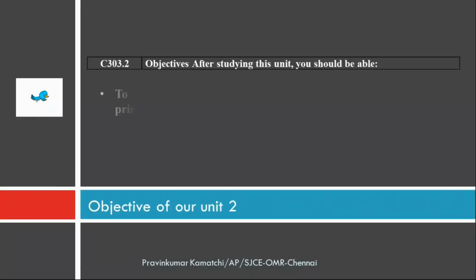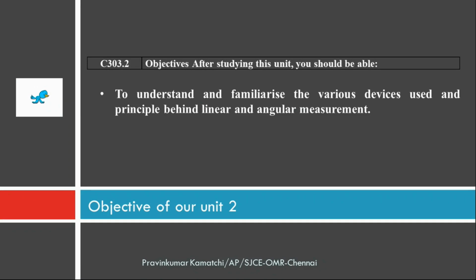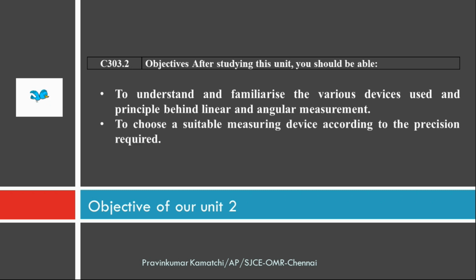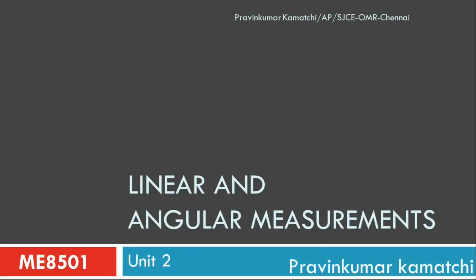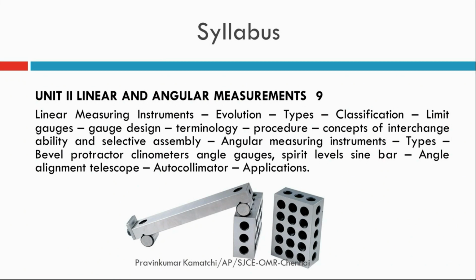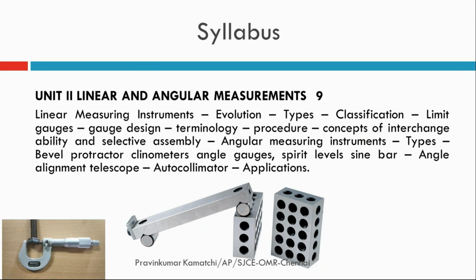These are the main objectives of this unit: to understand and familiarize the various devices used and the principle behind linear and angular measurements, to choose a suitable measuring device according to the precision required, and to equip with knowledge of limit gauges. This is our syllabus of Unit 2, Linear and Angular Measurements. These are the topics we are going to cover. In this video, we are going to cover topic 1.